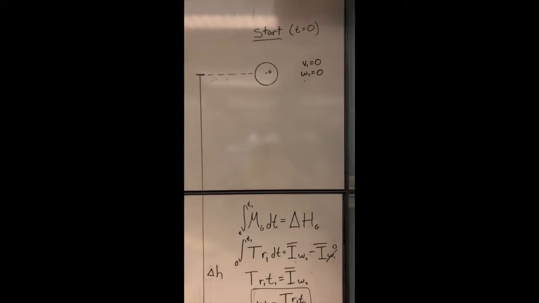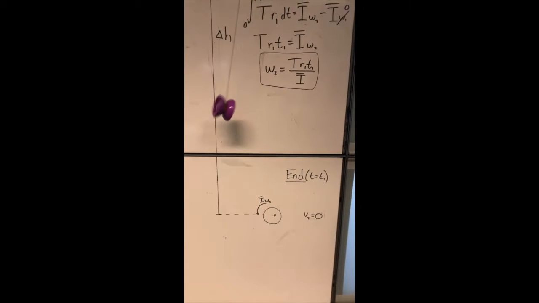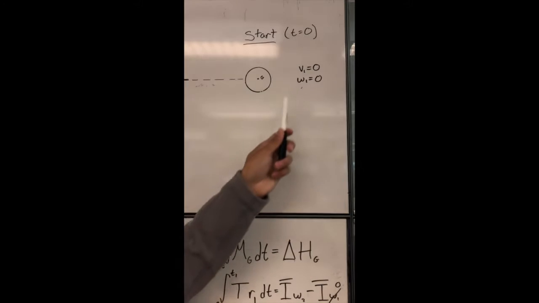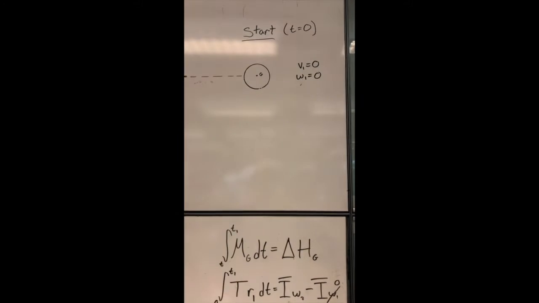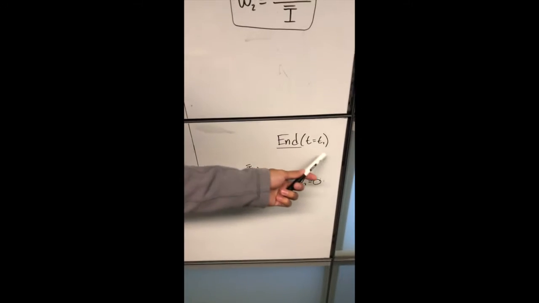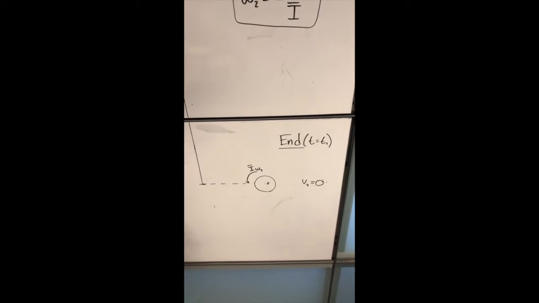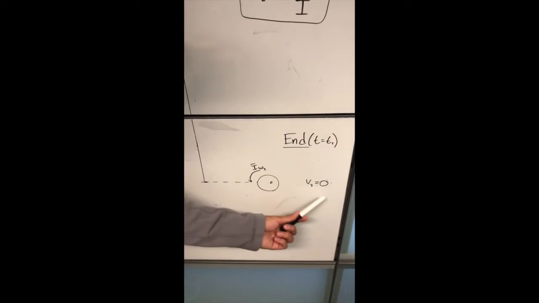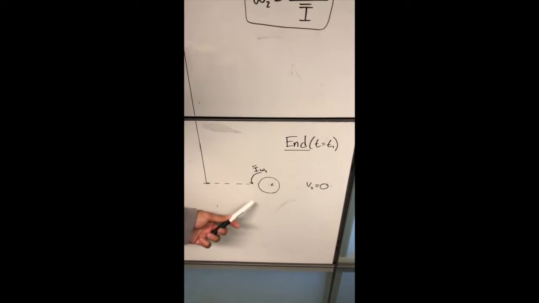Here we'll begin with our start and our end diagrams. We can see that it initially starts at rest, and our velocity and our omega are both initially 0. Now going down to our end diagram, where t equals time 1, when the yo-yo is at the bottom of its string, we can tell that its velocity is also 0, but it now has an omega.